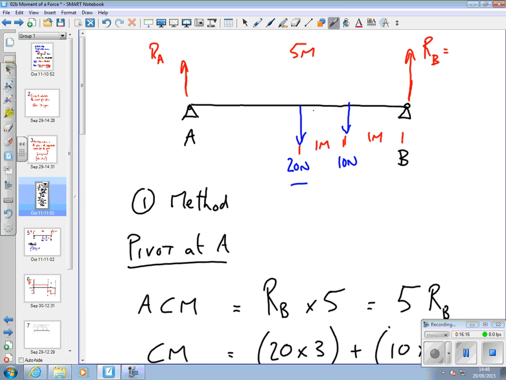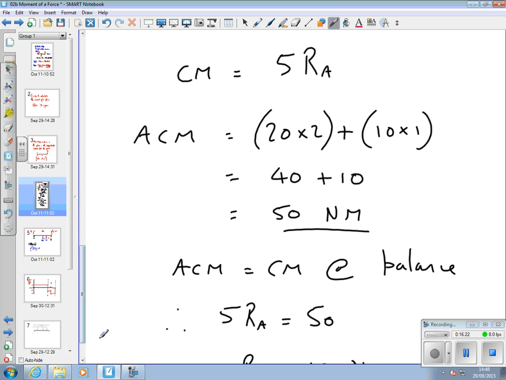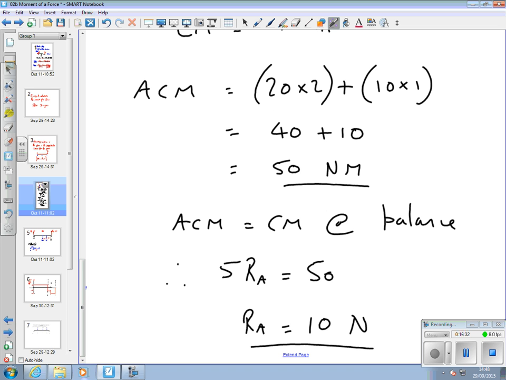20 newtons times that distance 2 plus 10 newtons times that distance 1. So I put them in. 20 times 2 plus 10 times 1 comes to 50. Put anticlockwise moments equals clockwise moments, and the reaction force is 10 newtons. Okay?